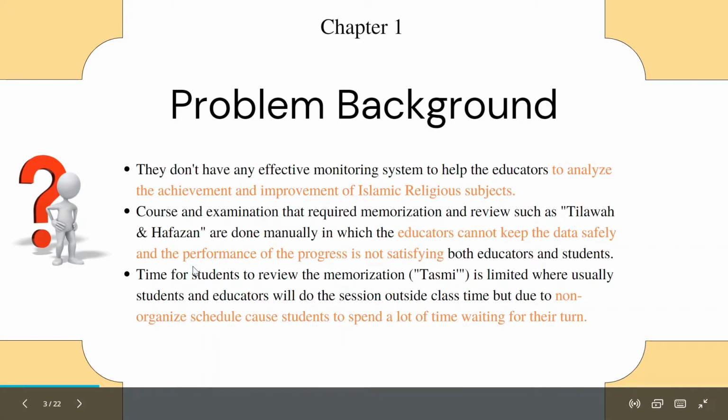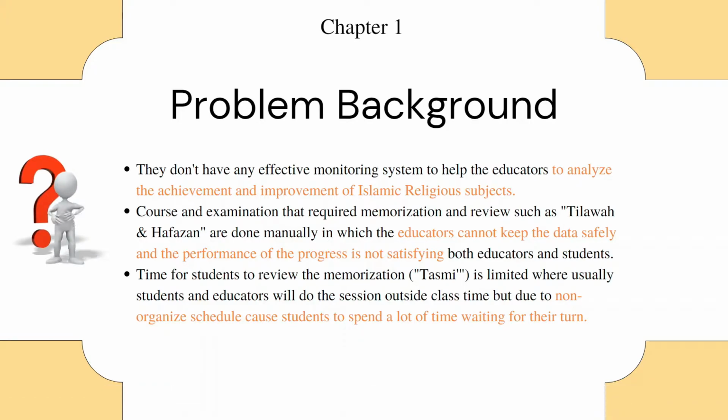Sekolah Agama Menengah Tinggi Tengku Ampuan Jamaah has offered two types of courses. The first one is general courses such as Bahasa Melayu, Mathematics and Science, and the second type is Islamic religious courses. So the first problem is they don't have any effective monitoring system to help the educators to analyze the achievement and improvement for the Islamic religious subjects.